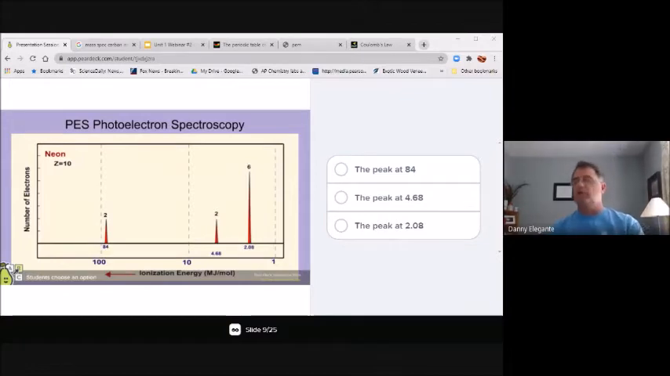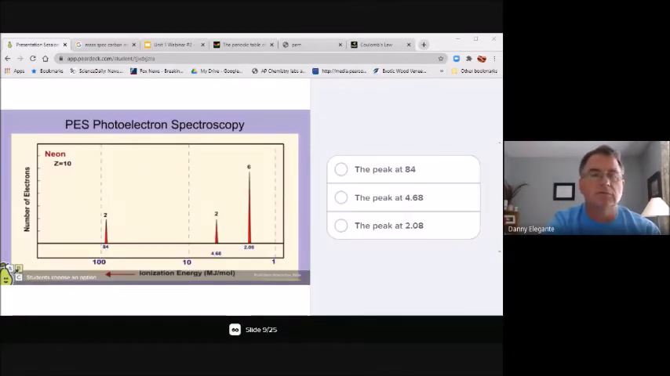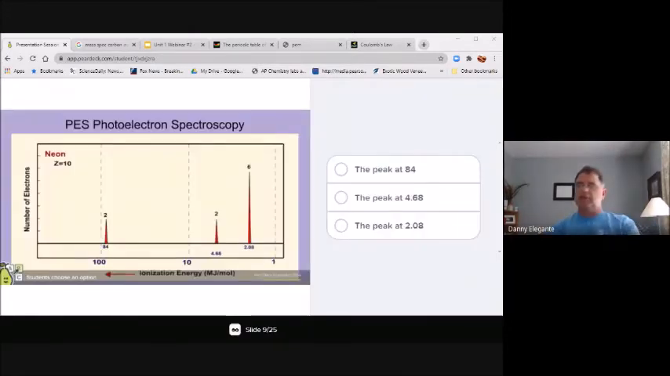All right, photoelectron spectroscopy. Hang on a second. Okay. Photoelectron spectroscopy, on the other hand, tells us about the electrons. So we're not worried about protons and neutrons anymore, just about the electrons.